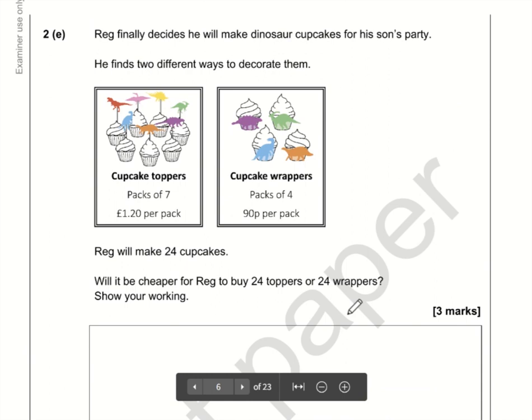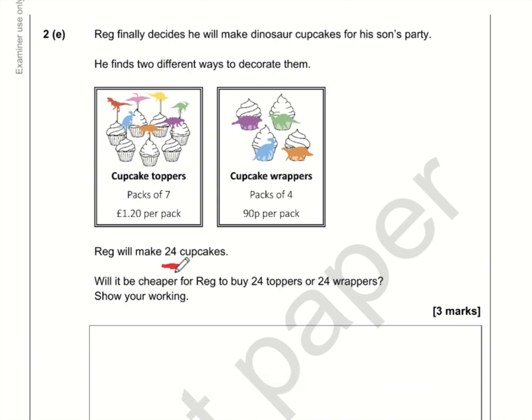Okay, 2E. So Reg is making 24 cupcakes. So if he's using the toppers and he's buying packs of 7, 3 packs won't be enough because that will be 21. So we'll need 4 packs, which is enough for 28. So we'll have some left over. So it's going to be 4 lots of £1.20. 4 times £1.20 is £4.80. So this is the toppers.